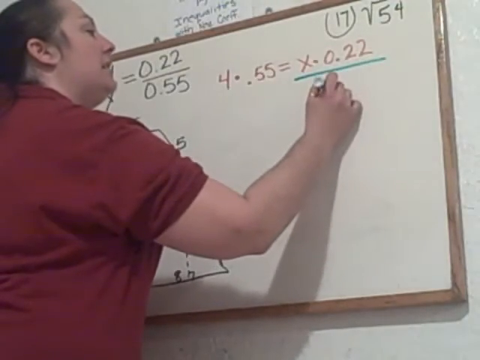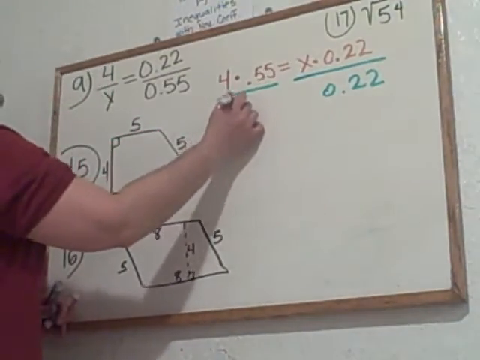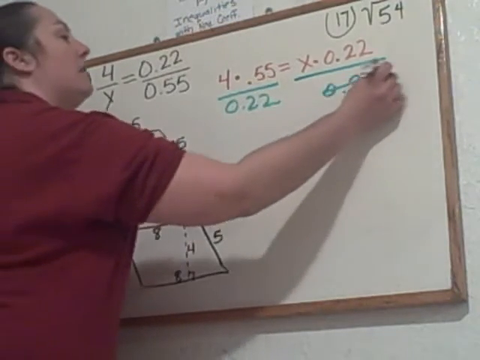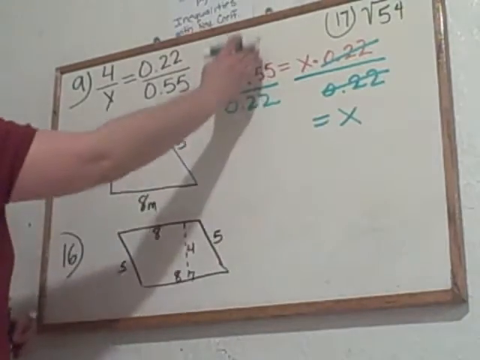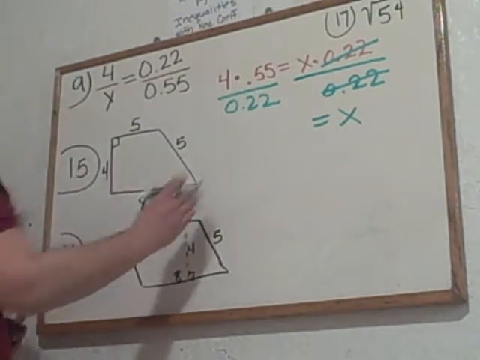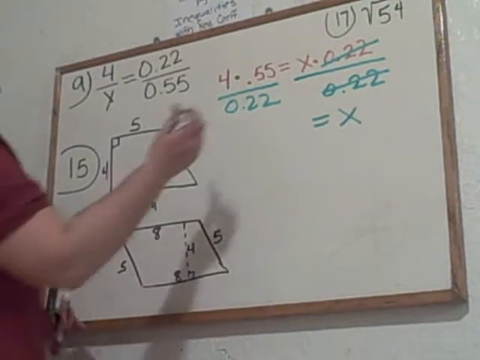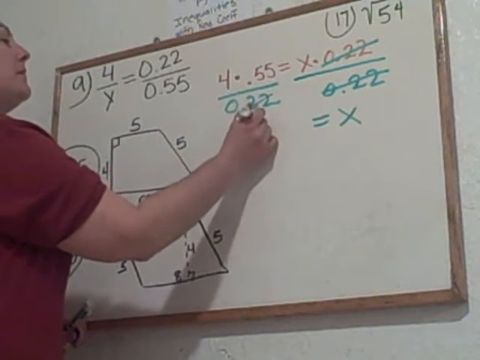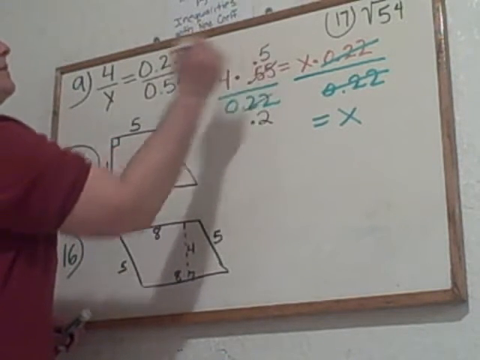I divide by 0.22, and I divide the same thing on this side. Over here it cancels, leaving x by itself. Over here I cross cancel 11 out of both of these. 11 comes out of 22 2 times. 11 comes out of 55 5 times.